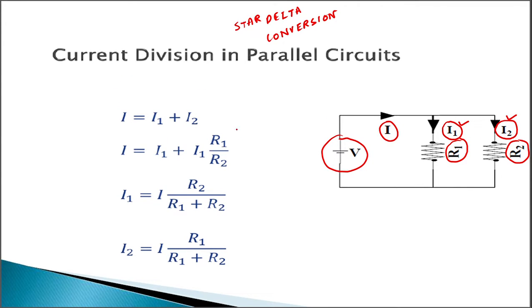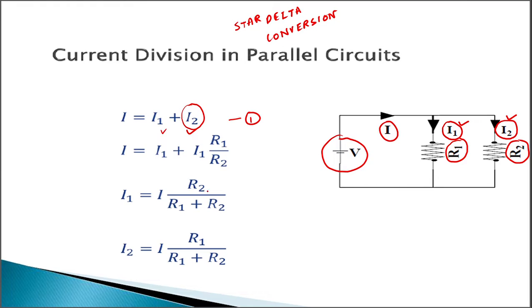So we have written the equation as I equals I1 plus I2. Now, for the division process, we are implementing this I2 as I1 multiplied by the first resistance divided by the second resistance, or the nearest by furthest, right?